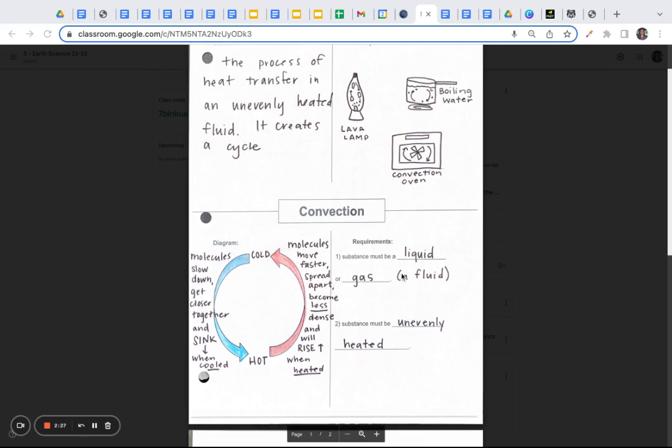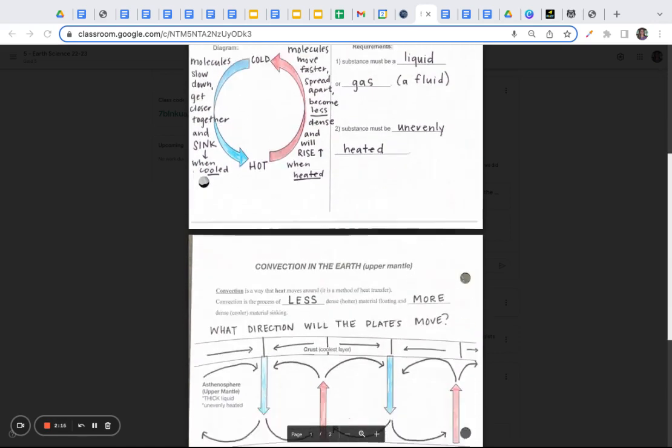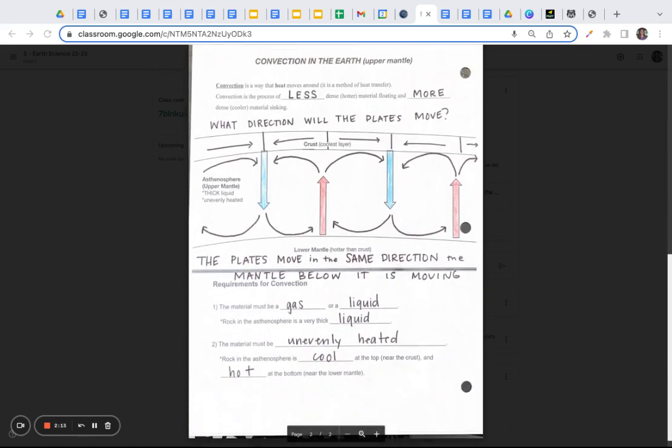And when we say a fluid, that leads us to our requirements. A fluid is a liquid or a gas. It just has to be able to flow and it has to be unevenly heated. And that brings us to the back side of these notes. In the earth, the upper mantle is a very, very thick liquid. It is unevenly heated. And so it has the two requirements needed for convection to occur.